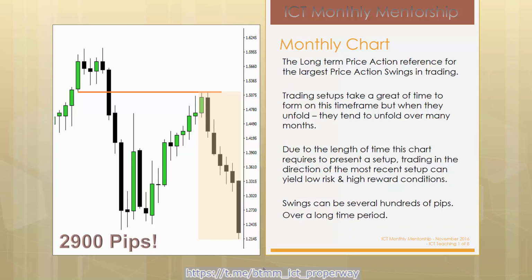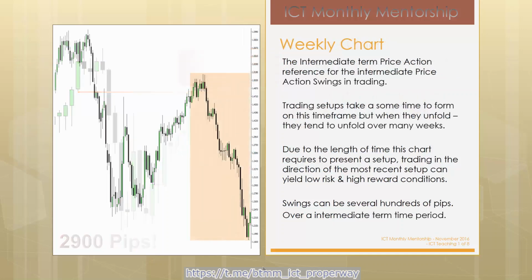Again, it's over 2,900 pips for that price swing. 2,900 plus pips. So let's take a look at this swing on a weekly chart and refine that more in terms of defining setups for your trading model. Here's that same price swing, and we're looking at it on a weekly chart. Now, this is an intermediate term price action reference point. So everything we see here is on the scale of intermediate term. Obviously, because it's a weekly chart, it still takes a great deal of time for these things to set up, but it's a lot more refined when we break it down into a weekly chart. You can see a lot more detail.